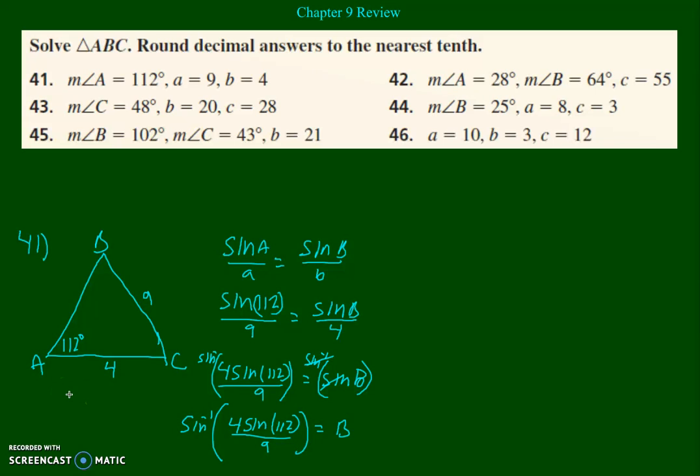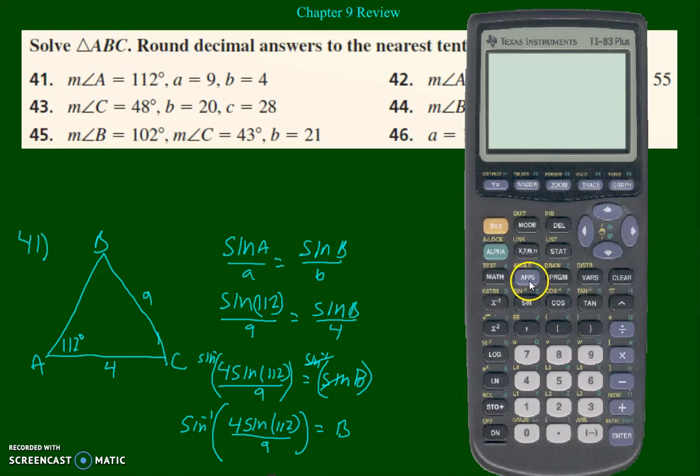This is part 6 of the Chapter 9 review, and we're going to finish up with problem 41. We were just about to pull up our calculator and enter this calculation to find angle B.